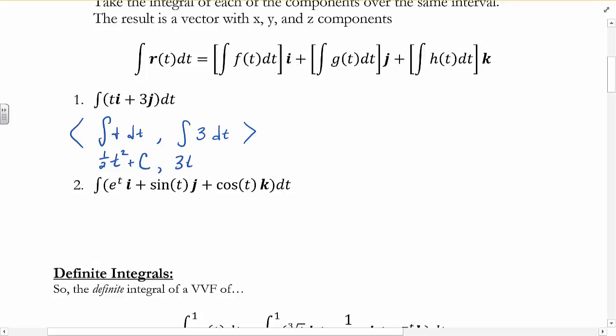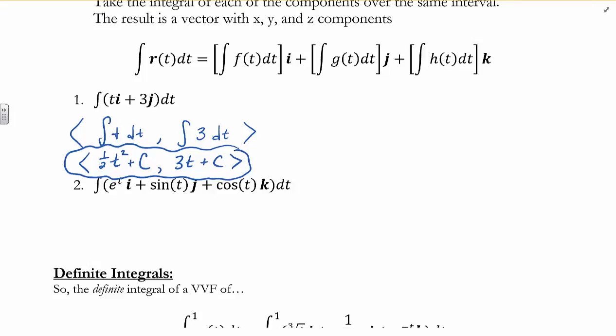Antiderivative of 3 would be 3t plus c, and that right there is how you integrate a vector valued function. That's it. Can't solve for t, don't have enough information, can't make numbers, don't have enough information, that's it.